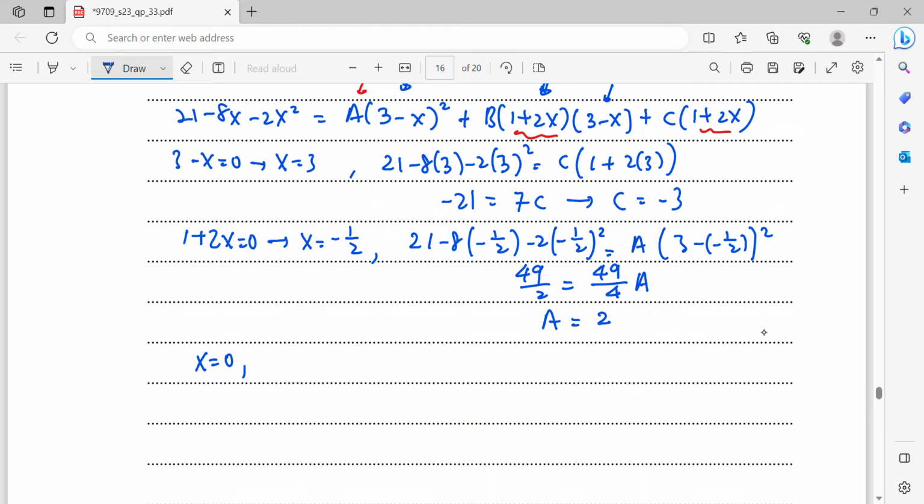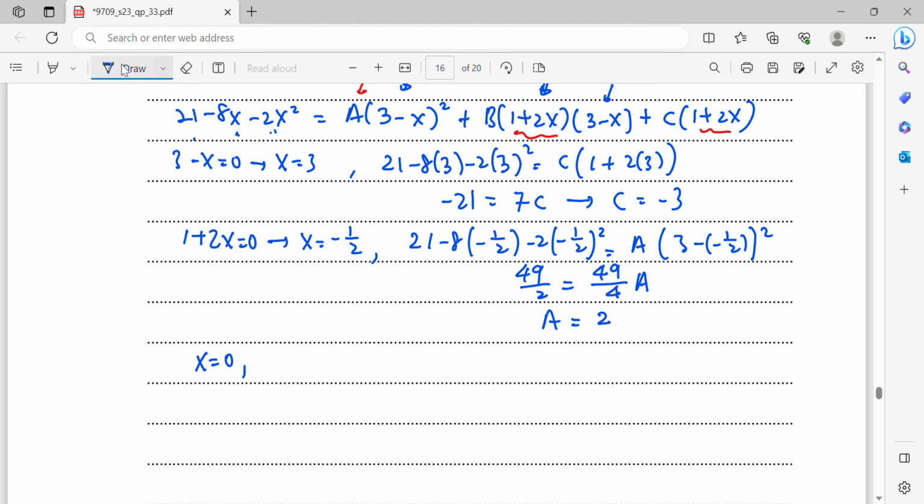So when x goes to 0, these two terms will be 0. Okay, so I will get 21 equals to, then we need to replace all the x now. So I will get 21 equals to, my a is 2, so I will direct replace. So 2 bracket 3 minus 0 is 3 squared. Then plus b is unknown. 1 plus 2 times 0 is 1. 3 minus 0 is 3.